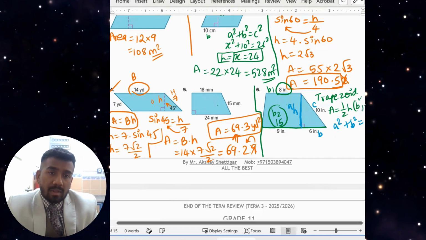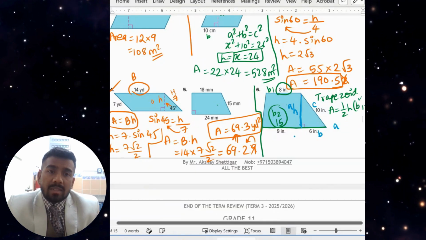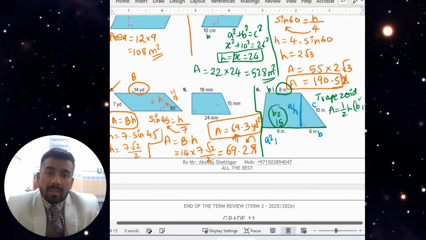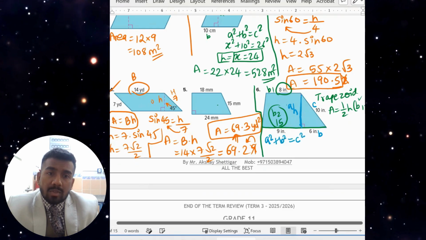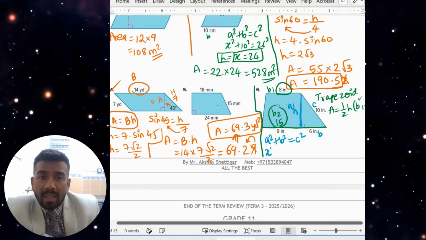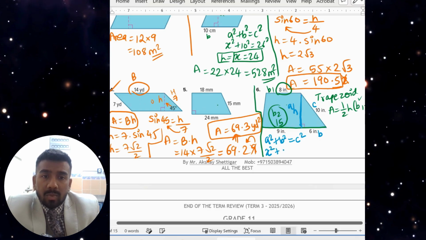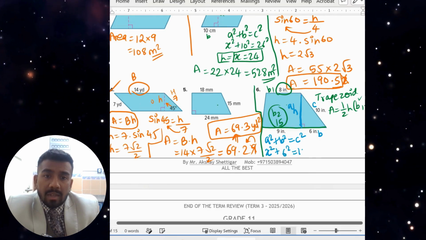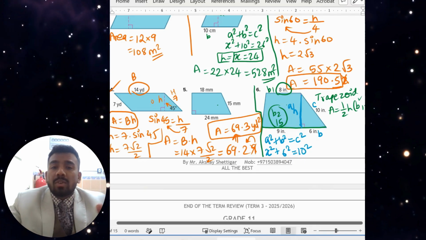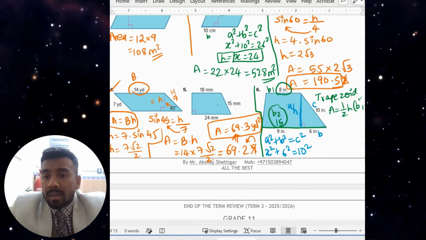Okay, let's not put it there. I'll put it on this side, so that side will find the area. A squared plus B squared equals C squared. What's A squared? Your H, that's your x squared. What's B? 6 squared. And what's C? 10 squared. Now do shift solve. What do you get? The height.